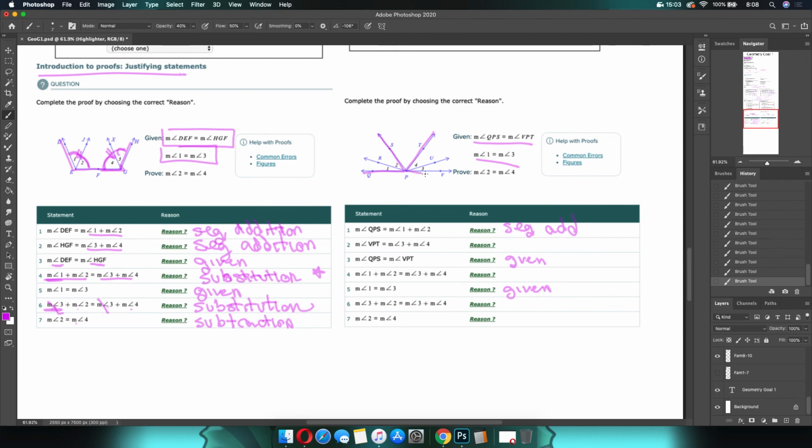VPT. VPT is 3 and 4. That is also segment addition. You guys will have to tell me in the comments whether or not you have segment addition for all of the permutations of this topic. Let me know. So then I sort of know from over here, if we know that those two are equal, and then we have our segment addition, do we replace it? So that's 1 plus 2, and that's 3 plus 4. Yep. So this is substitution.